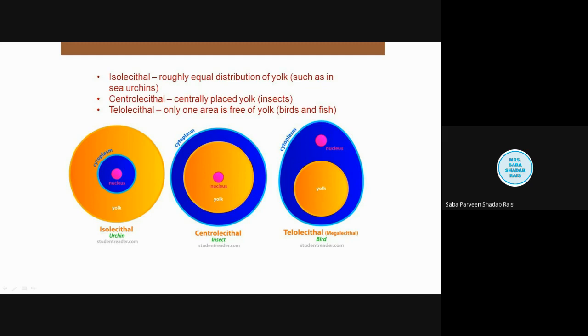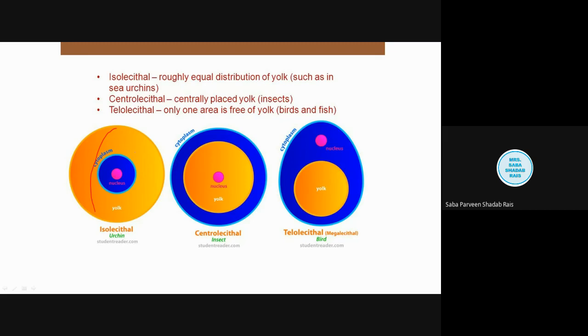When we talk about the isolecithal type, it is also called homolecithal. They contain a very little quantity of yolk, which is distributed uniformly, as you can see in the first picture. These eggs will undergo holoblastic cleavage, because here the cytoplasm is clear cut, so the cleavage furrow goes till the end. Is that clear? Now see, examples of animals that have such type of egg are the echinoderms, amphioxus, as well as the mammal.